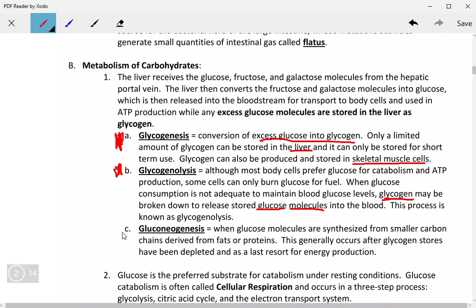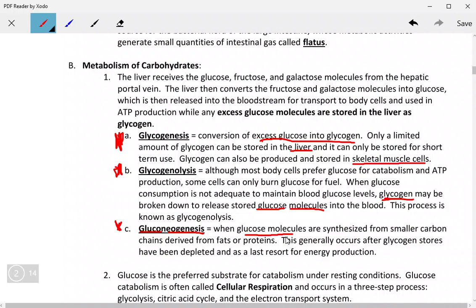Okay? All right, let's talk about another process here. Gluconeogenesis. So, what is gluconeogenesis? Let's break it down. Gluco means glucose. Neogenesis is actually the creation or the generation of something. So this is where we synthesize glucose molecules from other organic compounds.